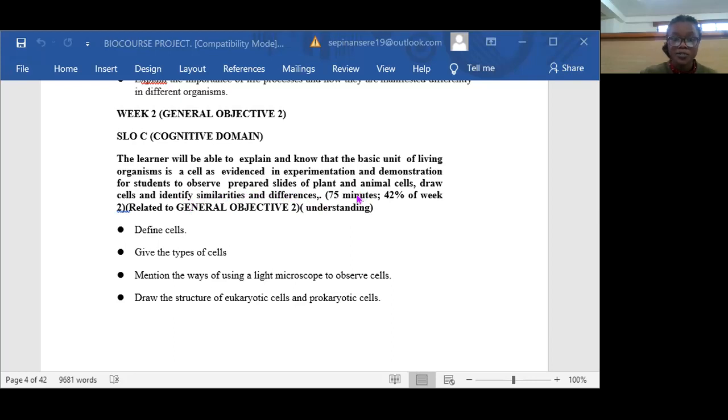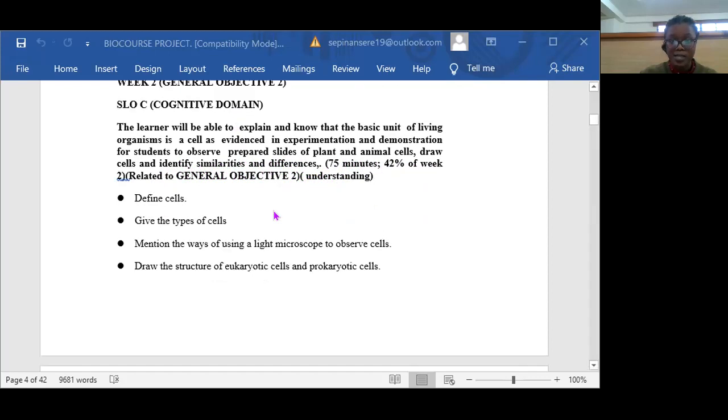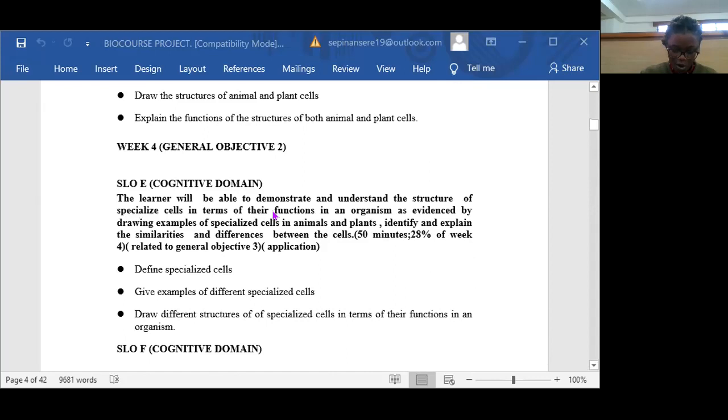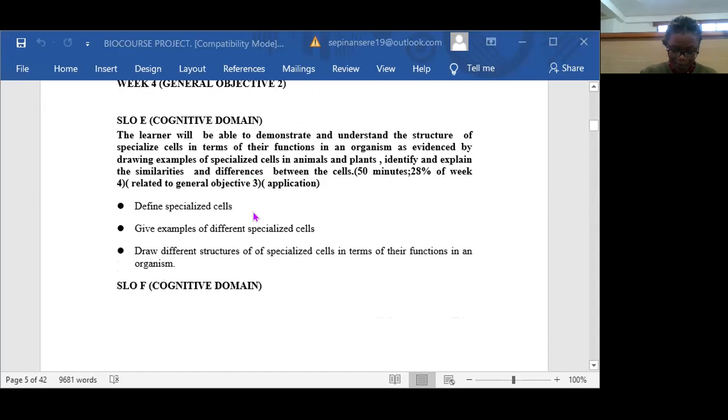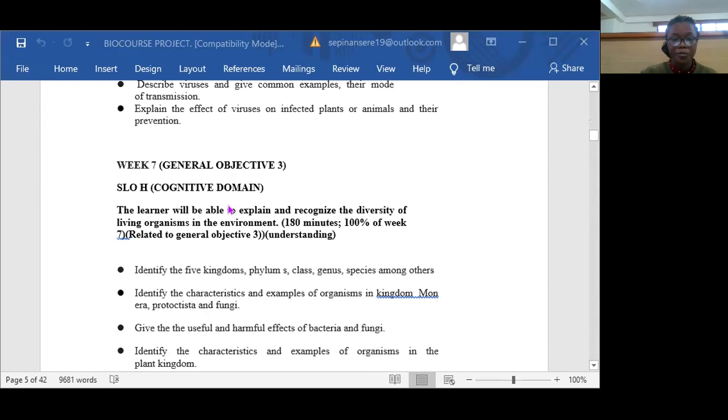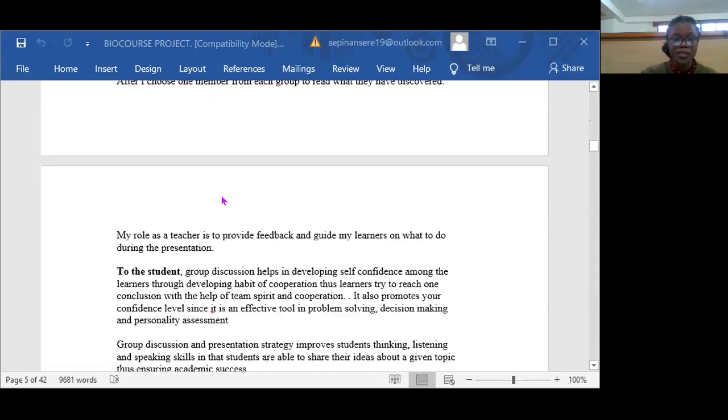This specific learning objective took 75 minutes, 42% of week 2, and it is related to general objective 2 under the lower levels of the cognitive domain. The lower level is understanding. So now let's go to the overview of the summative tools.